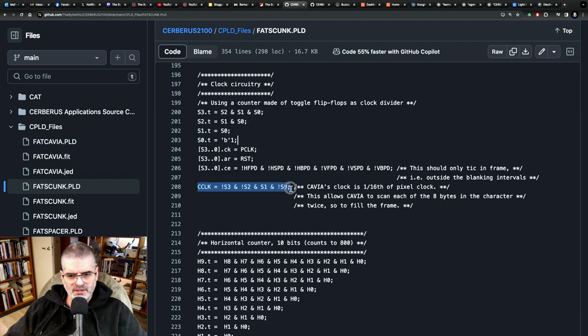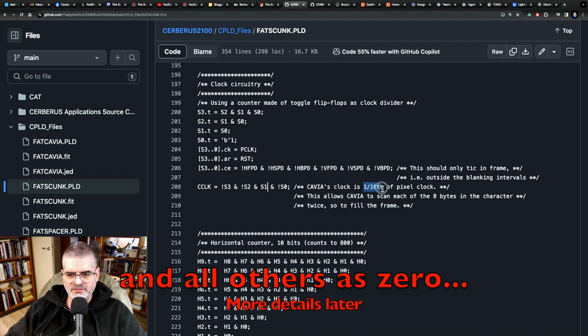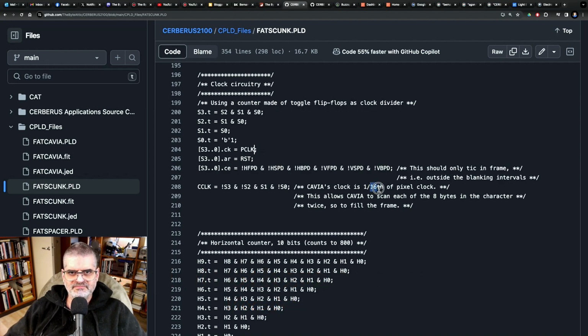And the clock is given by the second flip-flop. This is a counter, so you can imagine this counting from 0 to 15, as a 4-bit counter. So 0 would be 0, 0, 0, 0. 1 will be 0, 0, 0, 1. And then 2 will be 0, 0, 1, 0, and so on and so forth. If I take S1 as the clock, I will be automatically dividing the pixel clock by 16, which is what should be seen, as we discussed before.